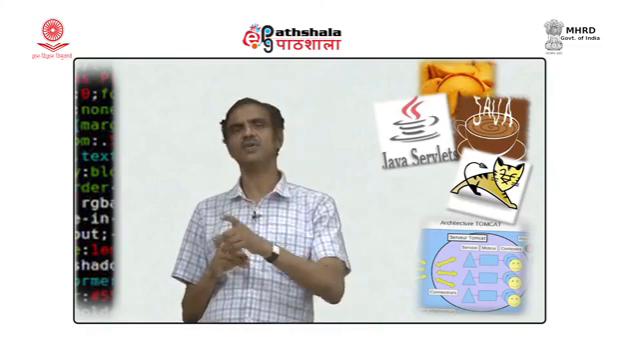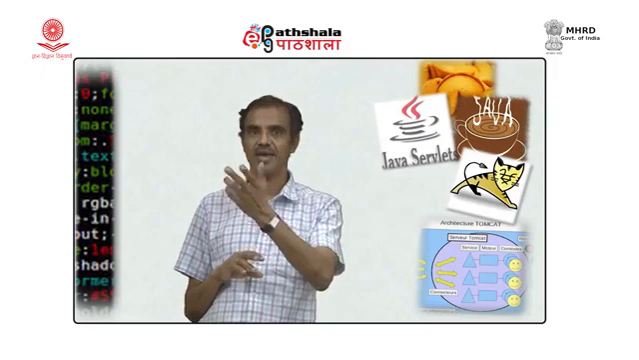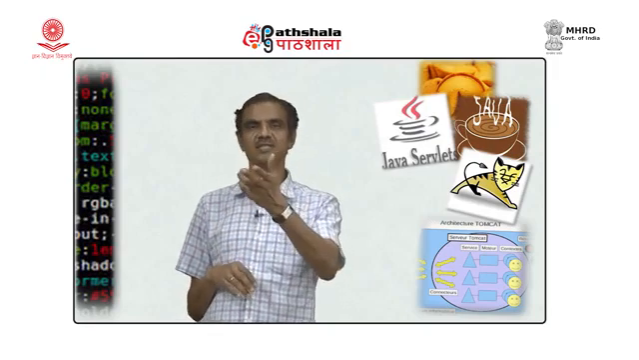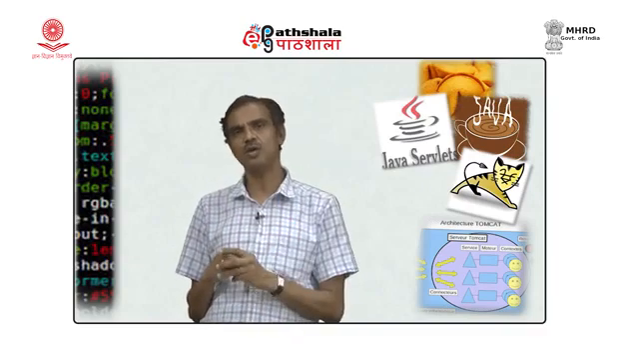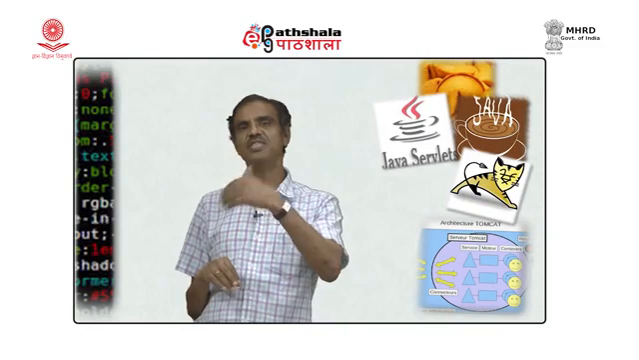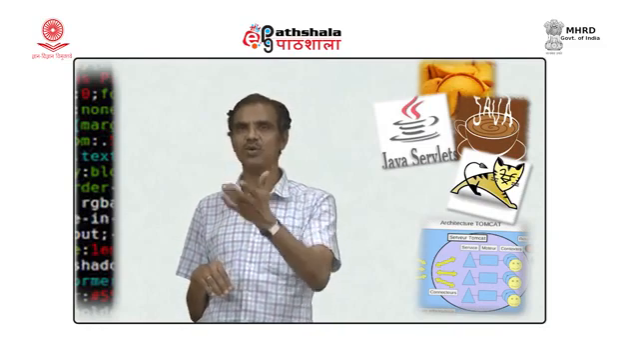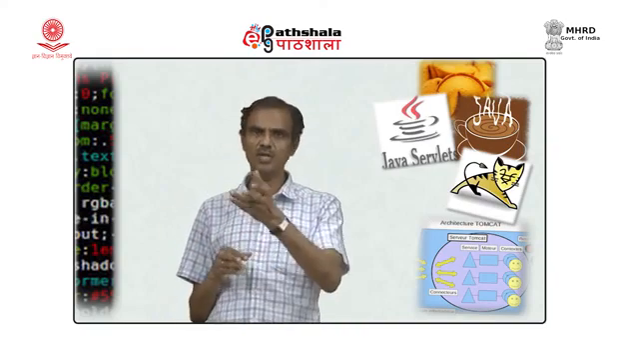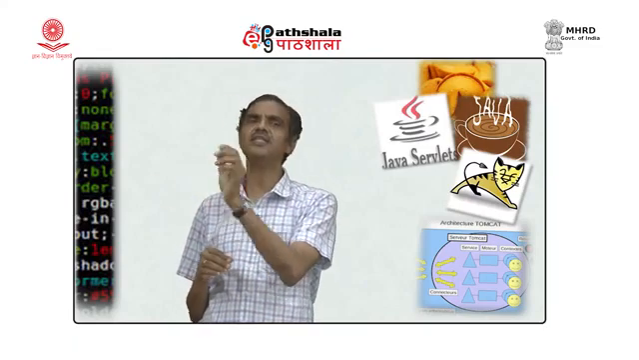Now, along with this there is still one more optional attribute called varStatus. VarStatus is an object which has its own properties. It has properties like begin and end, to know whether this is the beginning row, this is the end row. Or to know the current number, the index number, whether it is 0, 1, 2, 3, 4, what is the position. So, you have various properties in the varStatus.